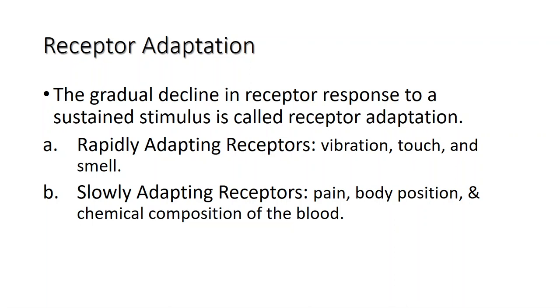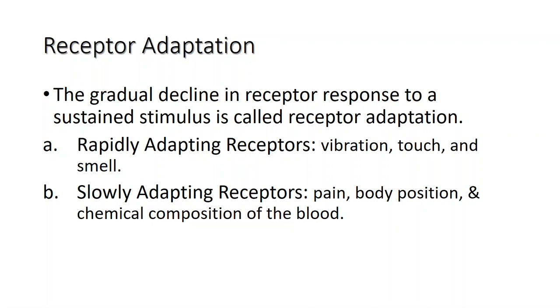When a steady stimulus is applied to a receptor, the amplitude of the receptor potentials generated declines gradually. This gradual decline in receptor response to a sustained stimulus is called receptor adaptation. Based on the adaptation properties, receptors can be divided into two categories: rapidly adapting receptors or slowly adapting receptors.